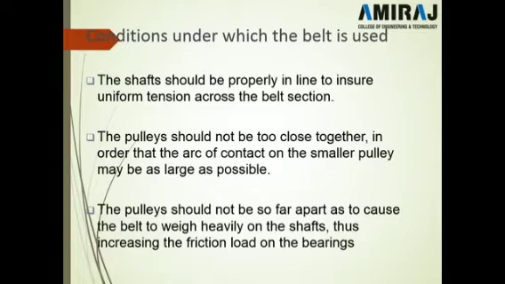Why? Because if we increase the distance between two pulleys, then the length of the belt is going to increase. Also, more belt is going to be used, so the total weight of the belt on the two pulleys is going to increase. The overall weight of the belt acts on the pulley, so the weight of the belt is heavily on the shaft. Thus, the friction load is going to increase on the bearings, right?